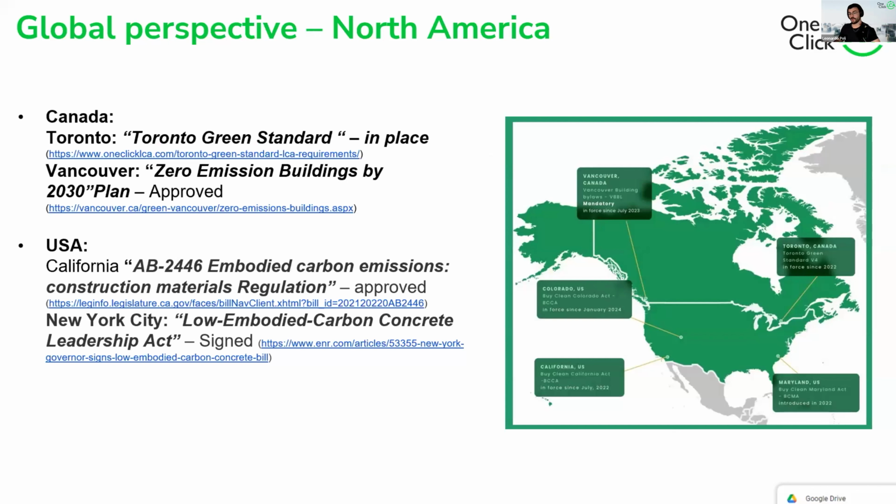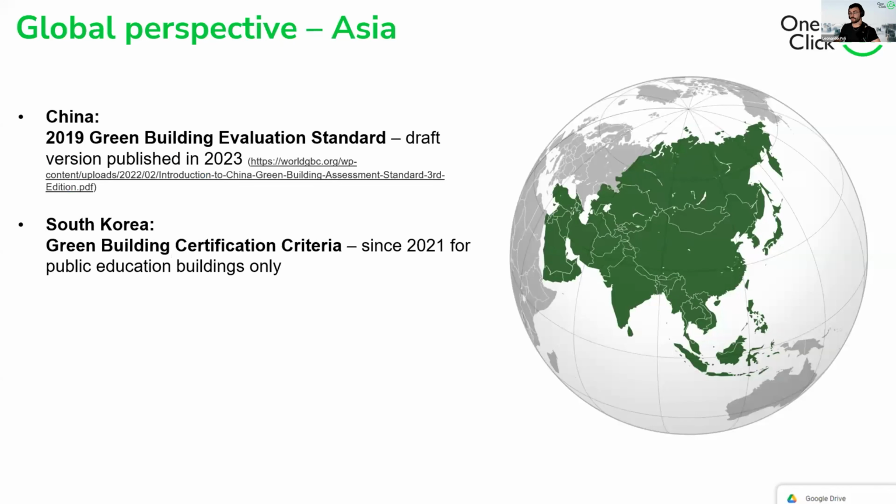From a global perspective, we have in Canada, Toronto and Vancouver, which are relevant and are already either approved or in place. In the USA, we have California and New York City, which are both approved and/or signed. Looking at the global perspective outside of North America and Europe, we have in China the Green Building Evaluation Standard from 2019, but actually the draft version has been published in 23. Not yet in place, but it is being developed. And then Green Building Certification Criteria, which is in place since 2021 for public education buildings only in South Korea.